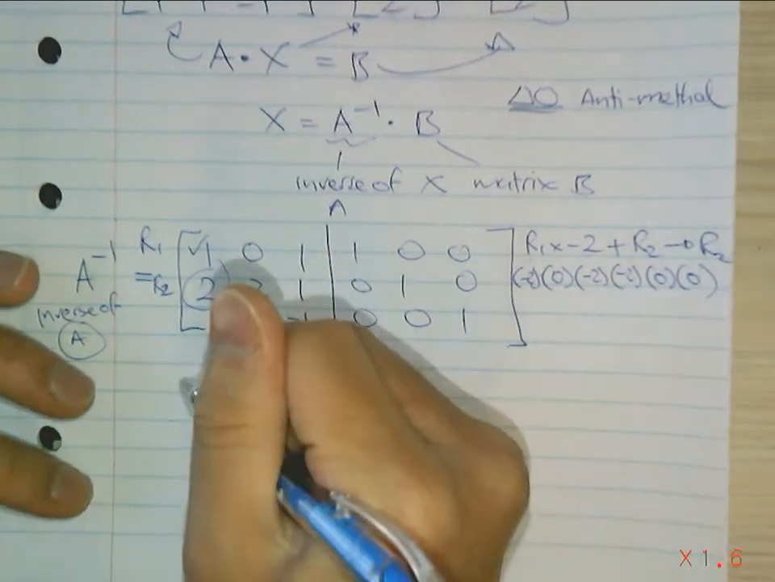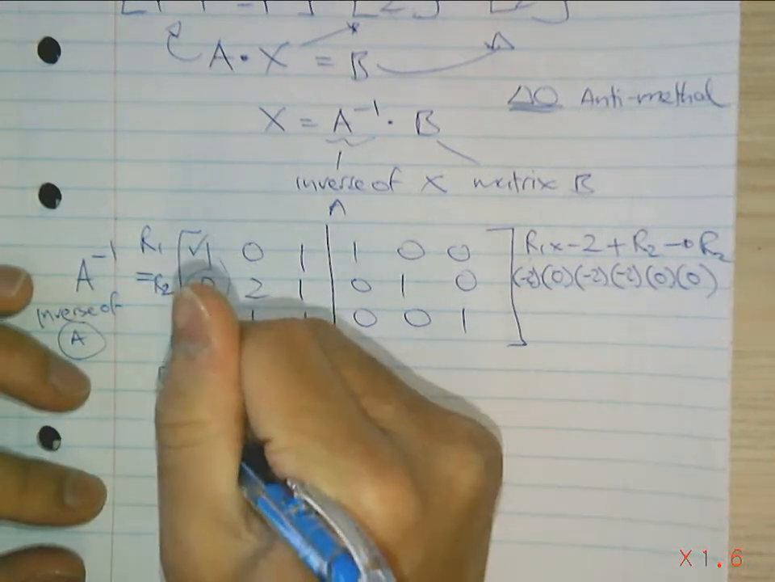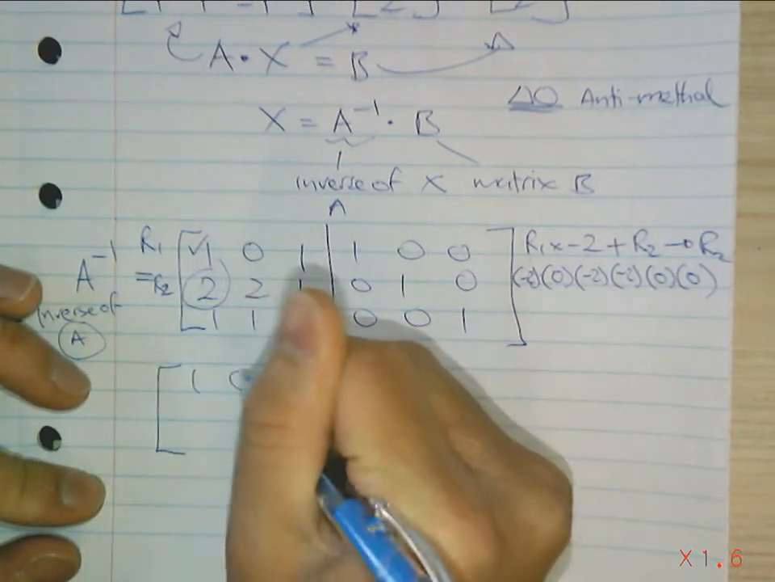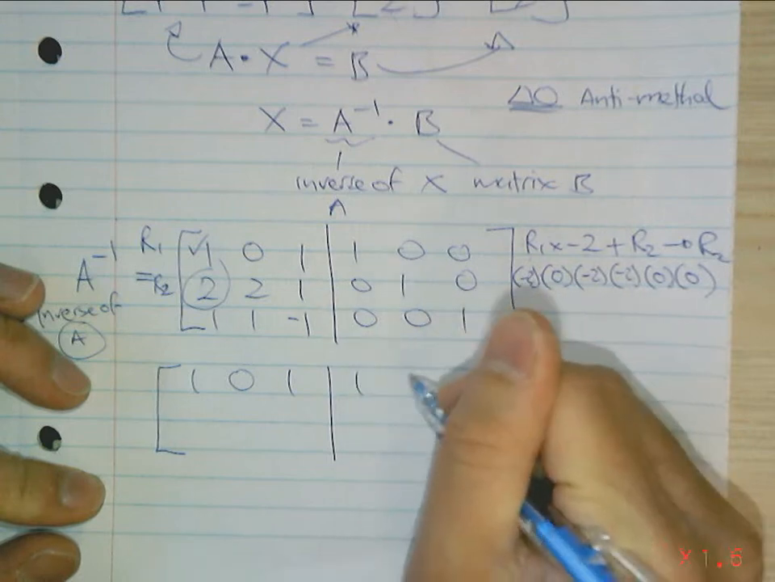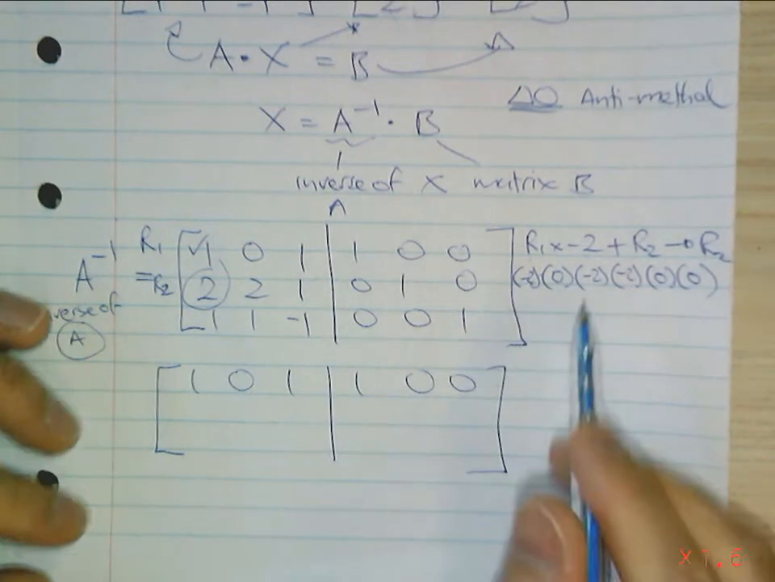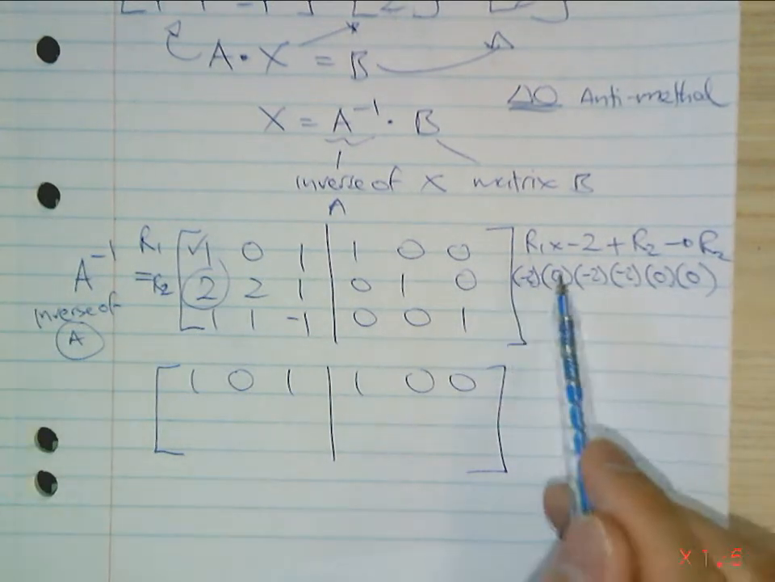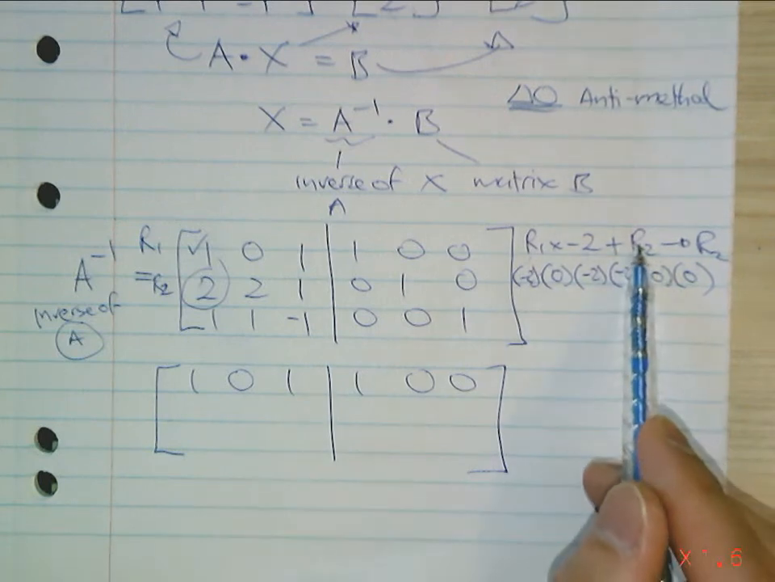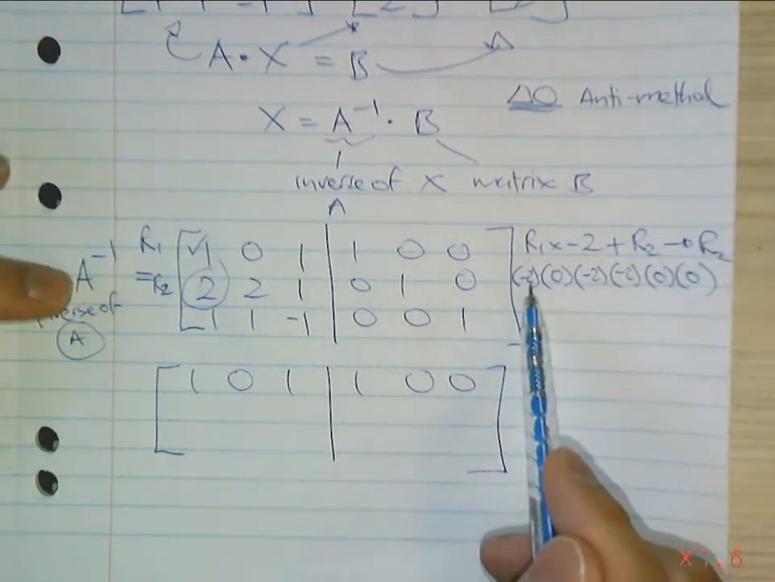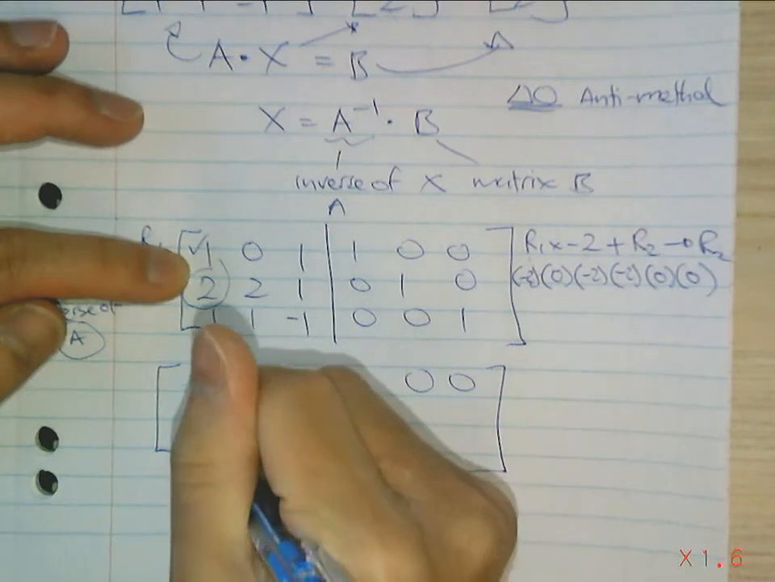So here we go. Row 1 doesn't change here. So I'm just going to copy it. Row 2 is going to change. Everything here, I'm going to add to old row 2 to form the new row 2. So here we go. Negative 2 plus 2 is 0. That's what we wanted, so that's good.